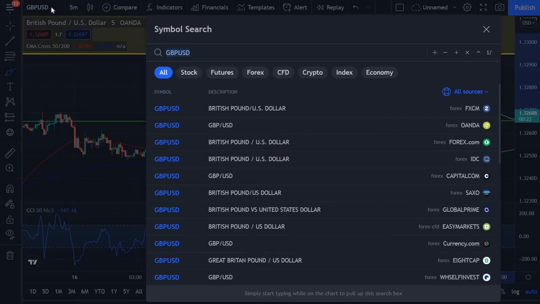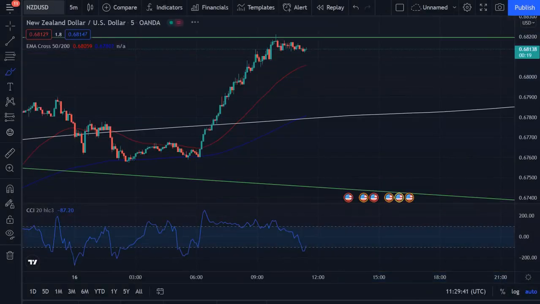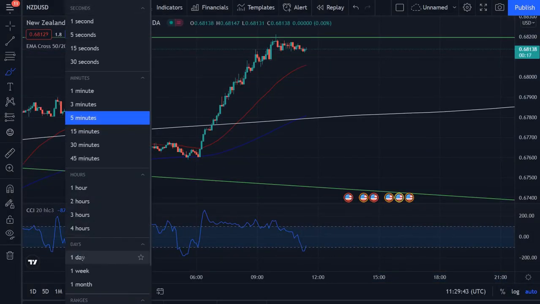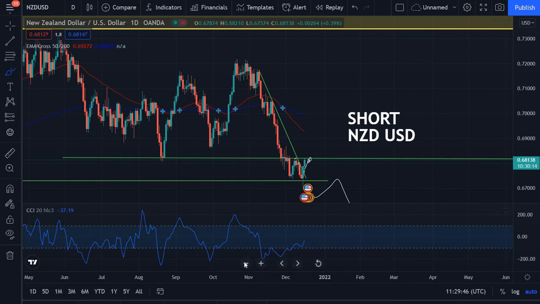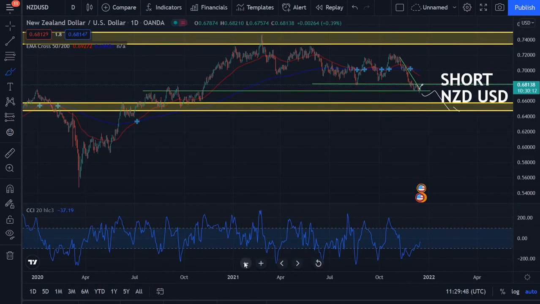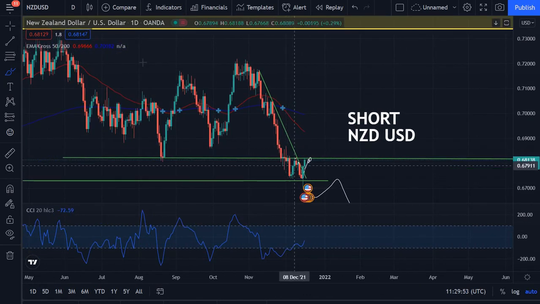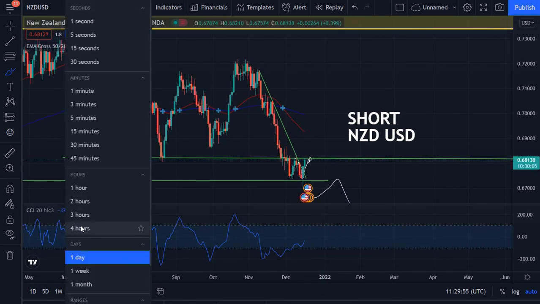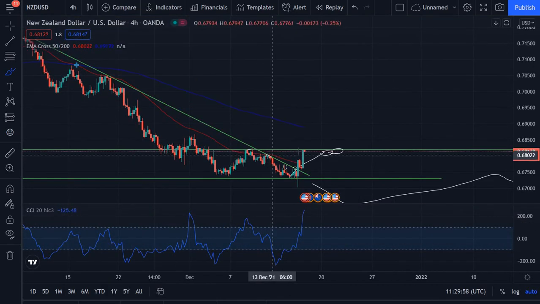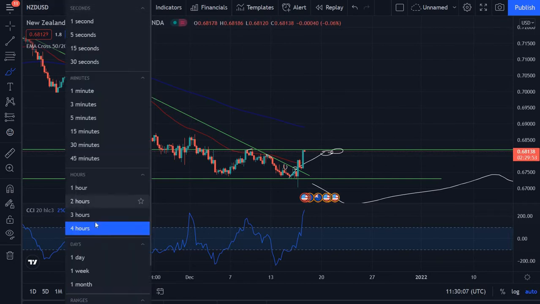Next one would be the New Zealand and Australian dollar. On the daily we are still trading between these support and resistance zones. Here on the 4-hour chart we are breaking with a pretty bullish momentum above the 50 EMA, and now hitting this resistance zone, but at the same time we broke past this trend line.